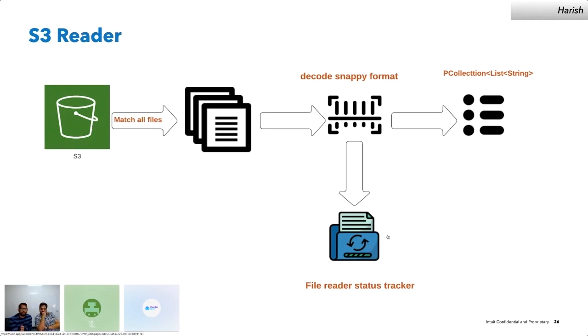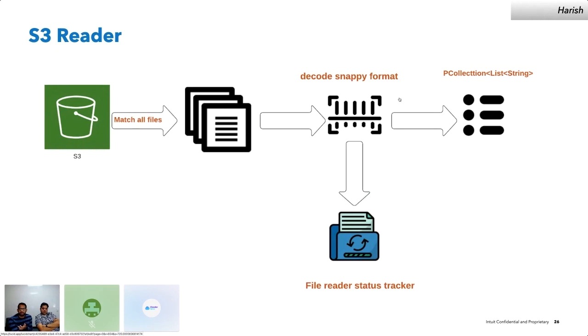As shown in the pictures, and as Ratul mentioned in the previous steps, we match all the files, and the workers will get each individual file. Once the file is there, we connect to S3 and decode it in a streaming fashion using the snappy codec. And we convert that into a list of strings and provide the list of strings to the next transformation to be able to process this data.